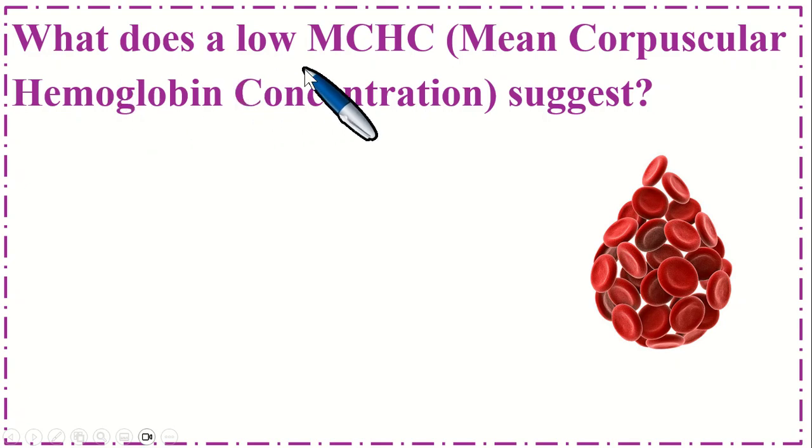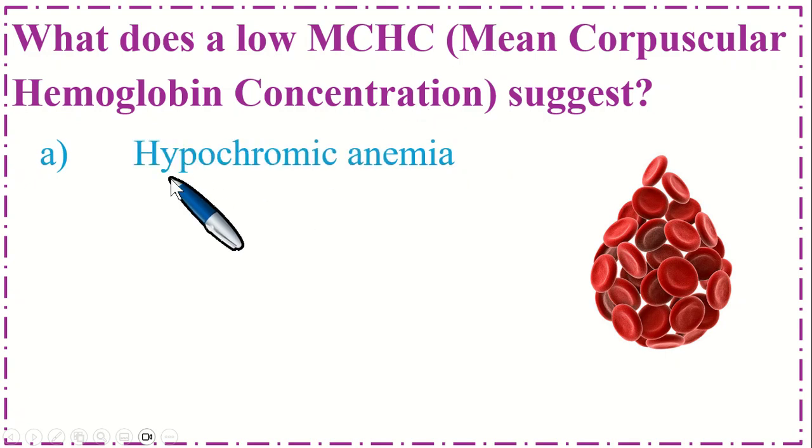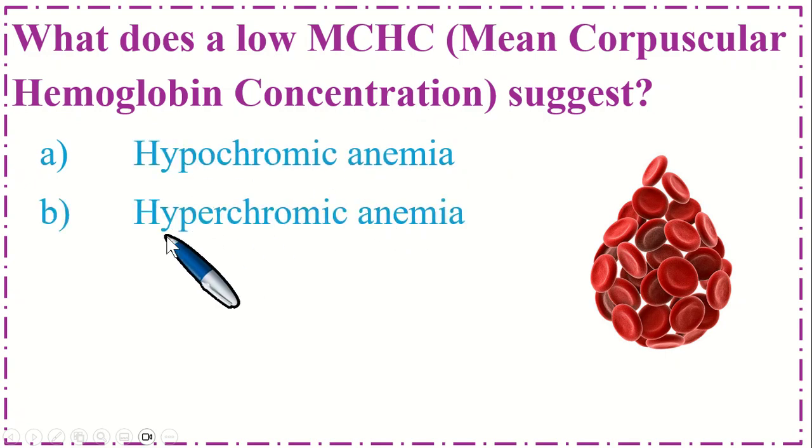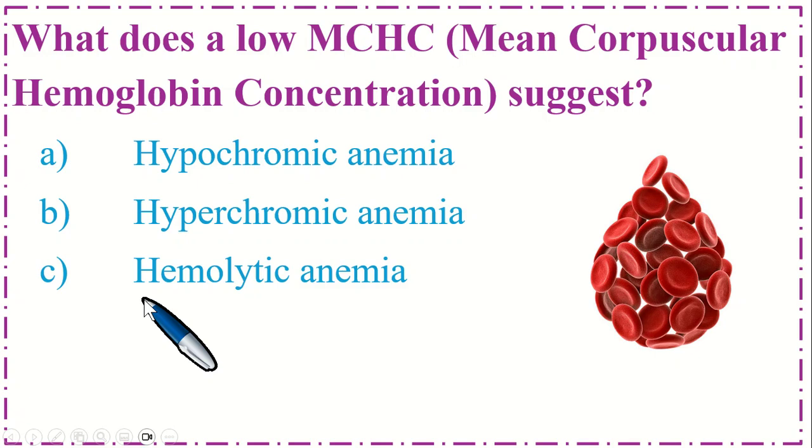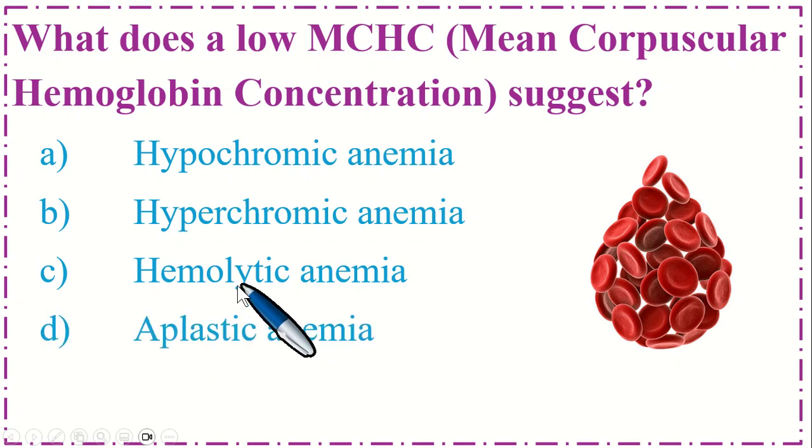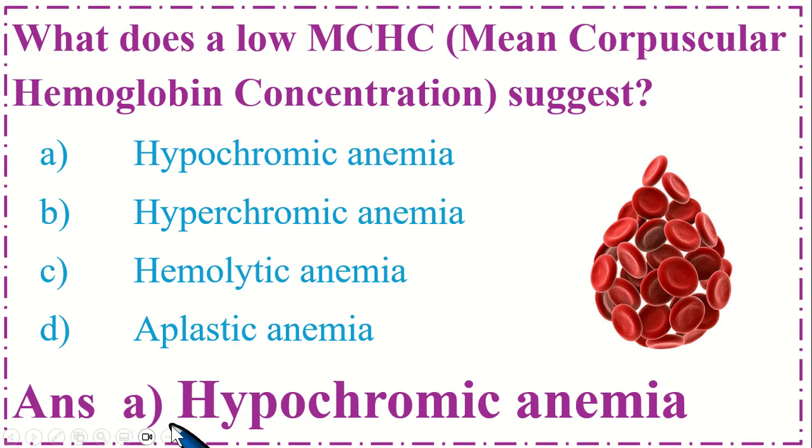What does a low MCHC, mean corpuscular hemoglobin concentration, suggest? Option A hypochromic anemia, B hyperchromic anemia, C hemolytic anemia, and option D aplastic anemia. So the correct option is A hypochromic anemia.